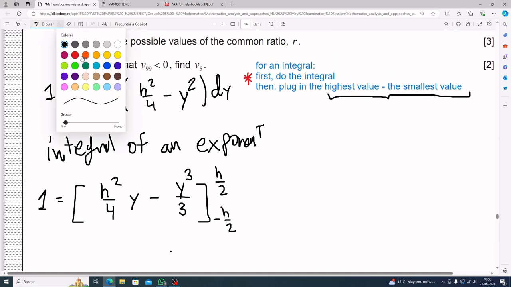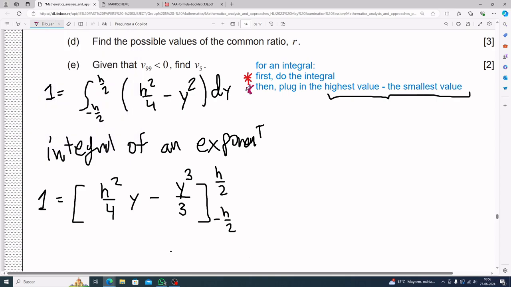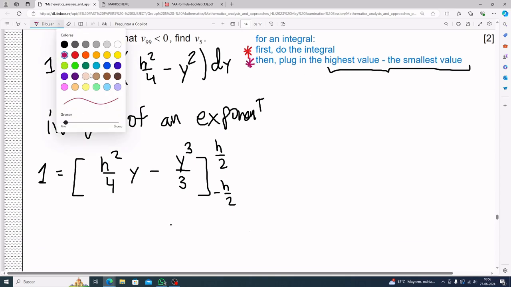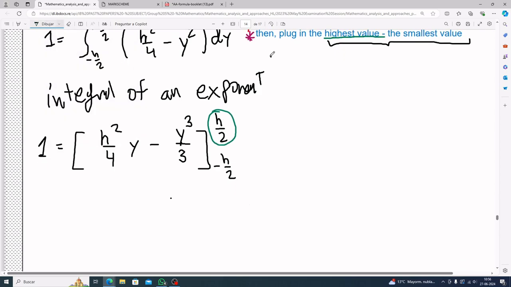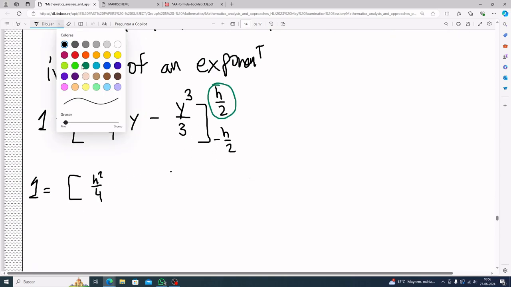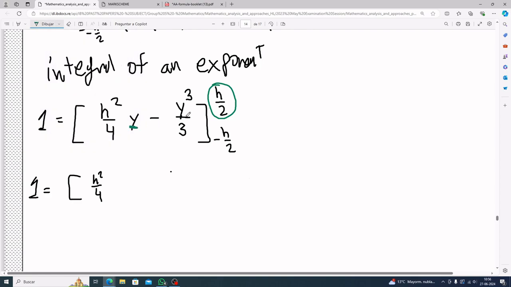This is the next step. Then plug in the highest value minus the smallest value. See? So I'm going to try to be as clear as possible. I'm going to put in dark green the highest value. So the highest value is h divided by 2. So on the one hand, if you do the highest value, you end up with h squared divided by 4. And the highest value enters right here into the y's. And so the highest value is going to be right here, times h divided by 2. Minus, you guessed it, you have h divided by 2 cubed, divided by 3.